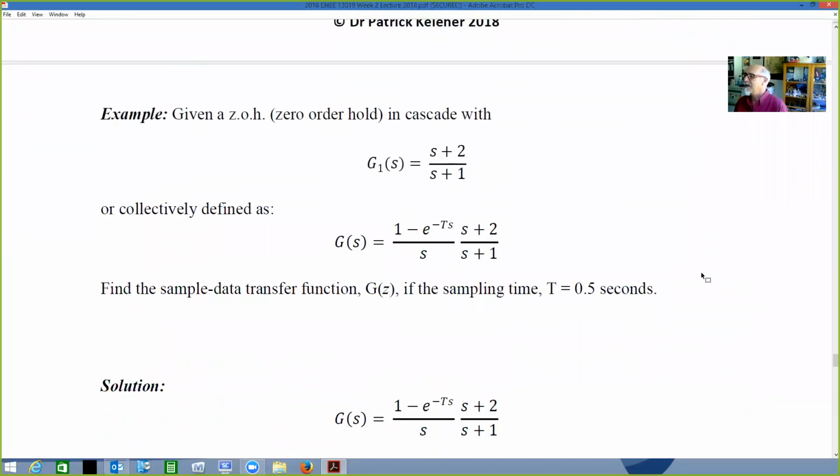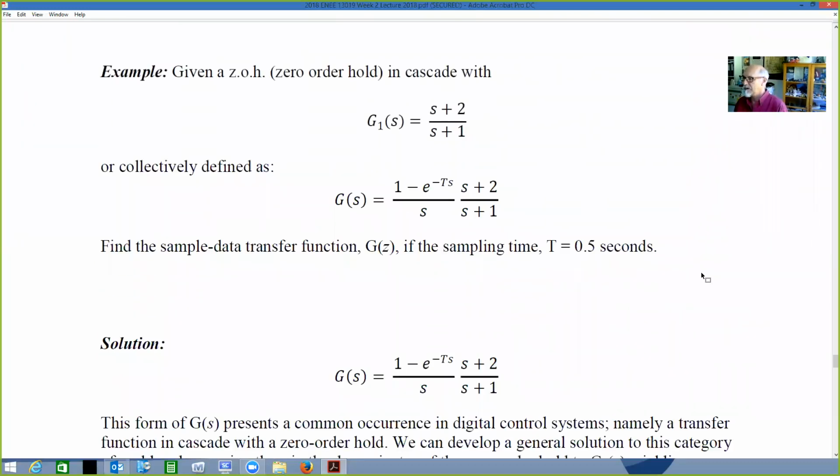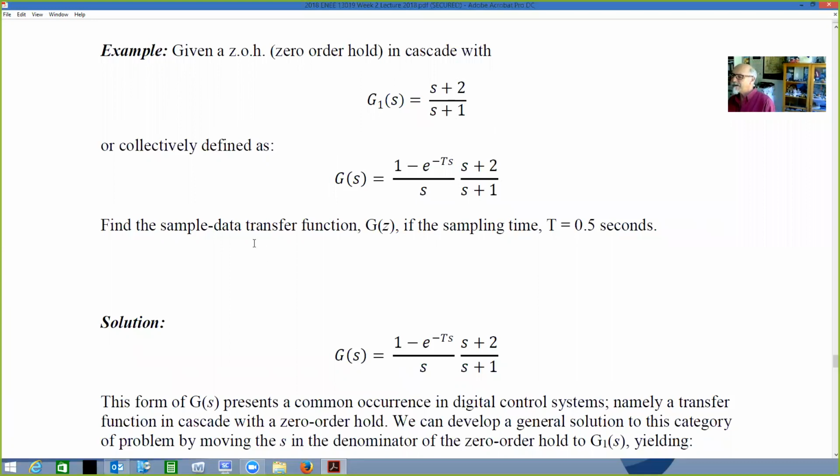So here, in this example, we're given a zero order hold in cascade with this particular function, G1 of s is (s plus 2) over (s plus 1). Since they're cascaded, it means they're connected directly, so therefore we can now define this other function, G of s, which is made up of those two cascaded, the zero order hold and this particular G1 function. Find the sampled data transfer function, G of z, at the sampling time, sampling rate, timing interval, all those kinds of expressions, T equals 0.5 seconds.